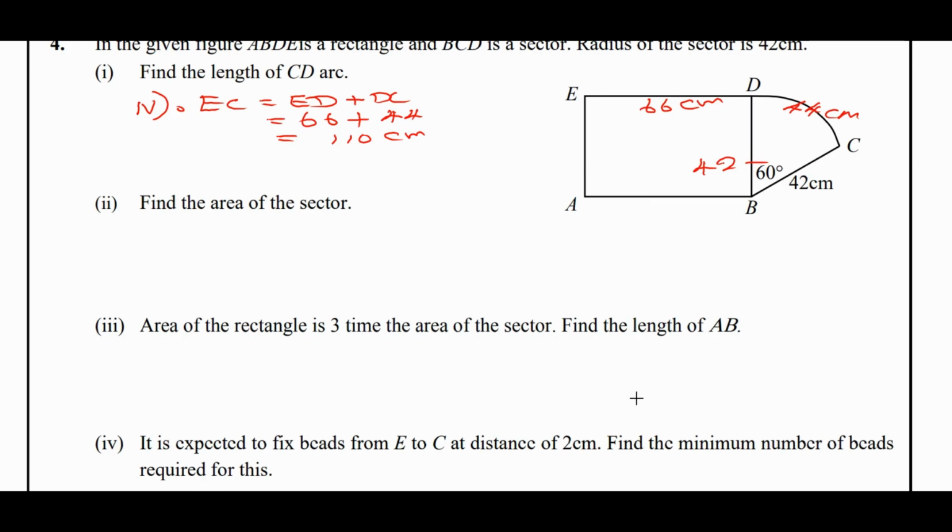Then it is required to fix beads at a distance of 2 cm each. Then we can find the number of gaps, the number of spaces. Number of spaces means 110 divided by 2. That means 55 spaces. Therefore, we need 55 plus 1 beads.